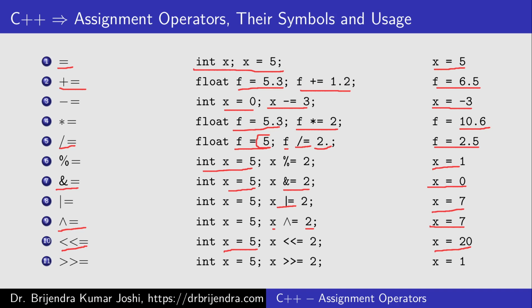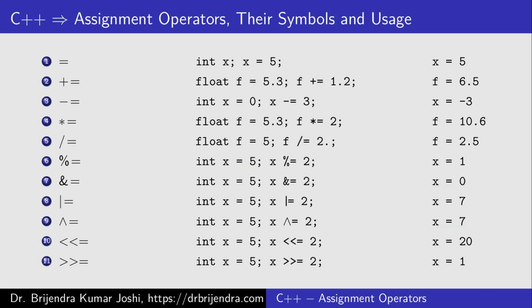And here x is shifted towards the right 2-bit positions. So the first shift would result in 2, because 5 divided by 2, the quotient would be 2, because it would be integer division, and then 2 again divided by 2, so the value of x would become 1. I have made a small C++ program to demonstrate the usage.